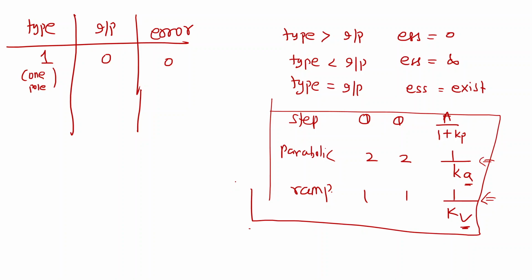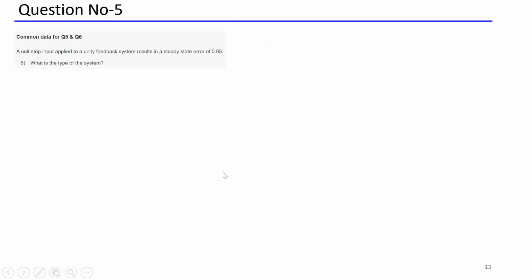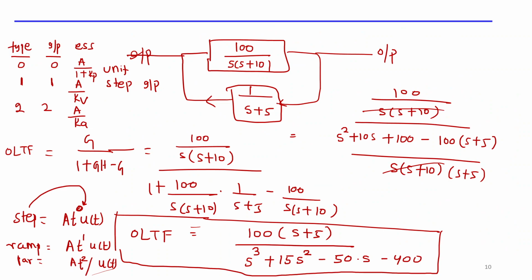Okay sir. Now you tell the answer for that question. Here you said, so for step input he's asking. Step input means 0, and here the type is 0. So 0, 0. So what is the steady state error? Steady state error is A divided by 1 plus Kp.